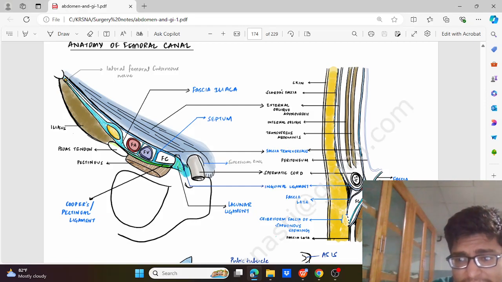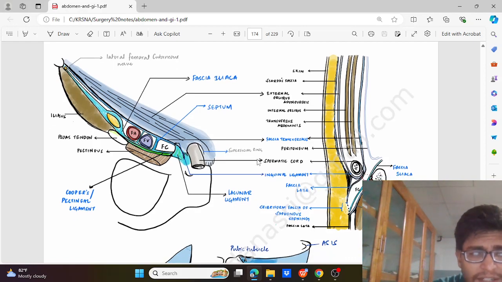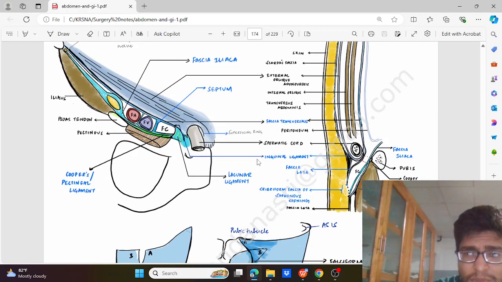As seen, posteriorly is the Cooper's ligament, anteriorly is the inguinal ligament and the fascia transversalis, and the fascia transversalis fuses with the fascia lata and continues as the anterior border. As you can see in the diagram very clearly, the anatomy of the femoral canal is slightly confusing. So please go through it very carefully.